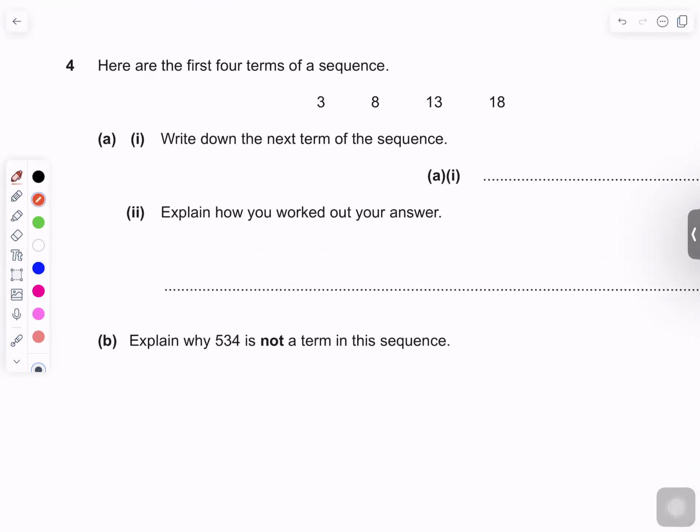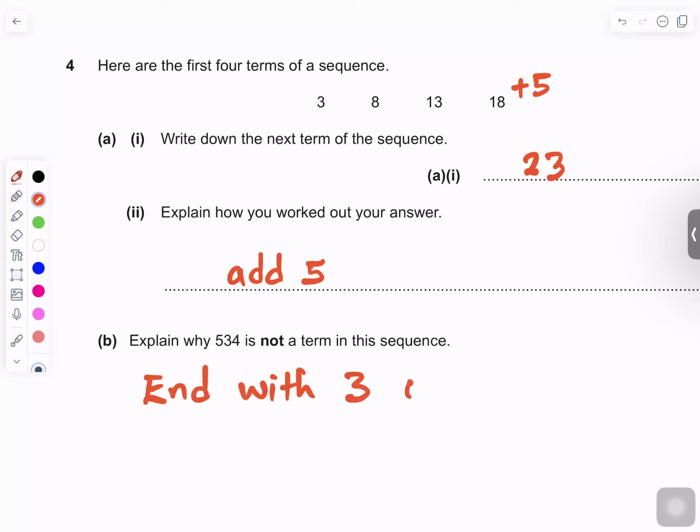Can you read that and tell me your answer? Here are the first four terms of a sequence: 3, 8, 13, and 18. Write down the next term of the sequence. The next term is 23. Yes, you add 5. Explain how you worked out your answer. Add 5. B. Explain why 534 is not a term in this sequence. I said it doesn't end in 3 or 8. Yes, that would be correct, because terms in the sequence have to end with 3 or 8. There's another way to do it.